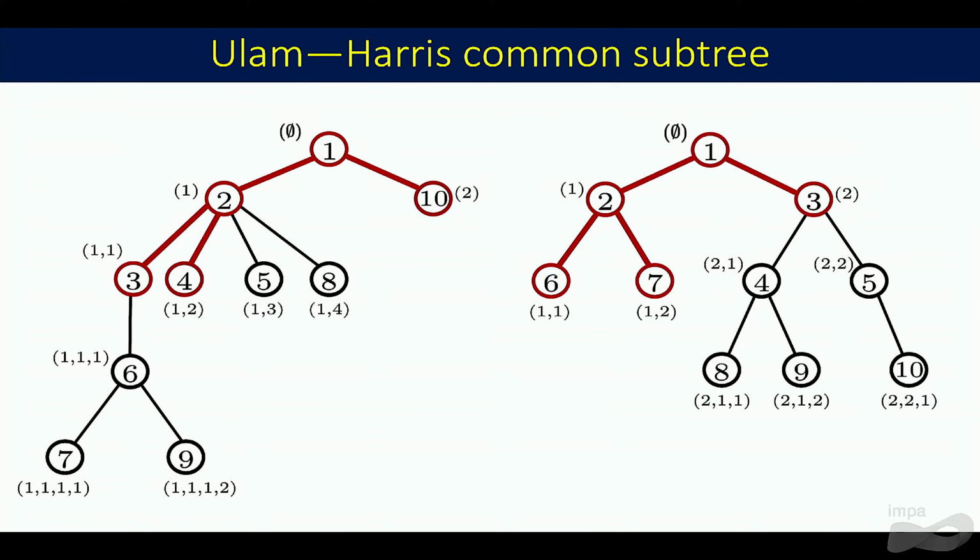And you can look at the Ulam-Harris labels that appear in both of the trees. Okay, so those are these red subtrees. Okay, the root, 1, 2, 1, 1, 1, 2. These Ulam-Harris labels appear in both trees and no other ones. And the induced subtree will give you a common subtree. This is not too difficult to show, and I hope this example already illustrates this. Okay, so this is a natural construction, and we want to understand what does this give. Any questions?